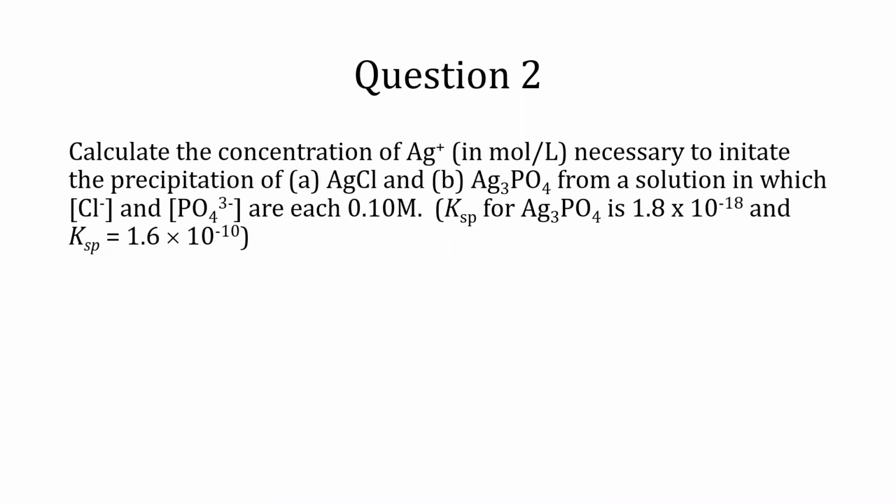Question 2 is to calculate the concentration of Ag plus in moles per liter necessary to initiate the precipitation of A, AgCl, and B, Ag3PO4, from a solution in which Cl minus and PO4 3 minus are each 0.10 molar. KSP for Ag3PO4 is 1.8 times 10 to the minus 18, and KSP for AgCl is 1.6 times 10 to the minus 10.